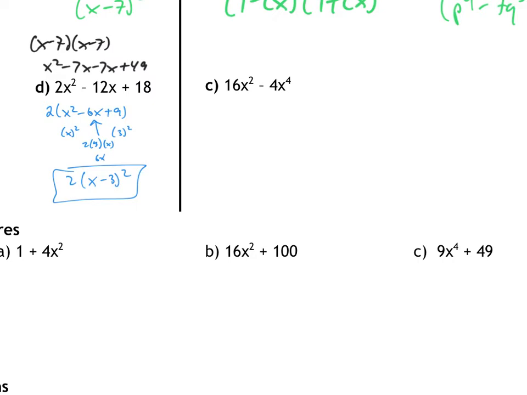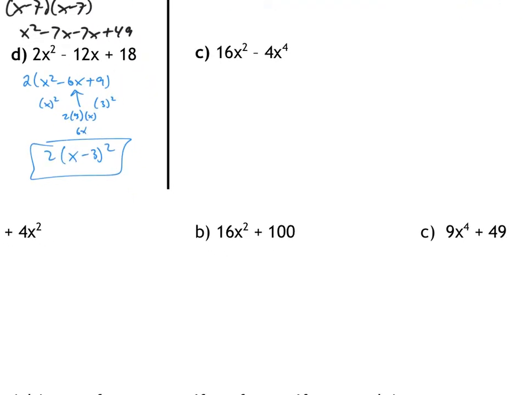All right, this one. I see I have a whole bunch of stuff. It is a perfect square right now. Please don't do it right away. Please pull out the GCF. Always look for that first. In 16 and 4, I can take out a 4. I can also take out an x squared. So that's going to leave me with a 4 minus x squared.